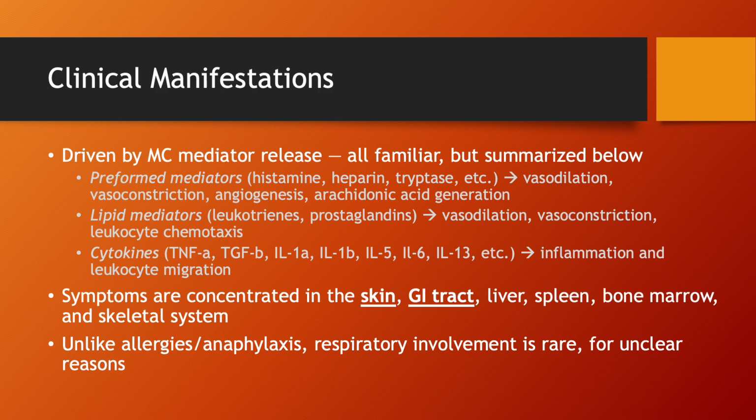While the skin and GI tract overlap with other atopic conditions, the liver, spleen, bone marrow, and skeletal system are not something that we see a lot. And unlike allergies and anaphylaxis, we don't actually see a lot of respiratory involvement either. I'm not sure why entirely, but yeah. The main reason I want to bring these up is to show you the general range of systems that mastocytosis is going to be affecting. And we're going to discuss the skin and the GI tract specifically.